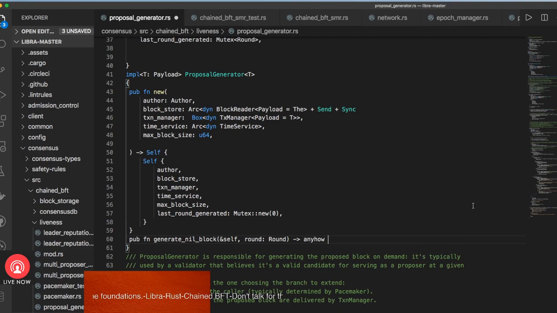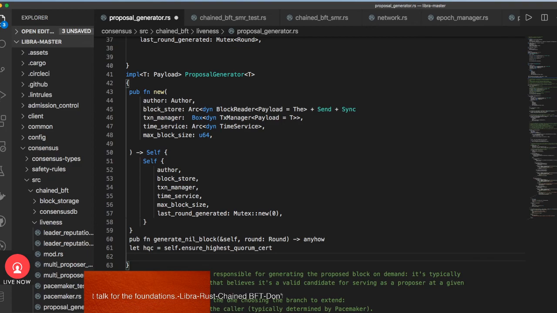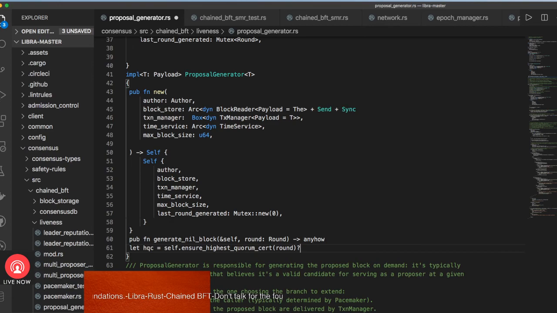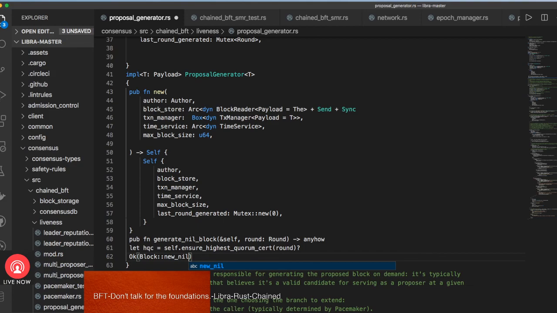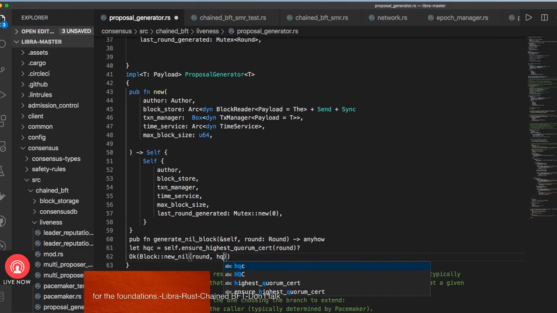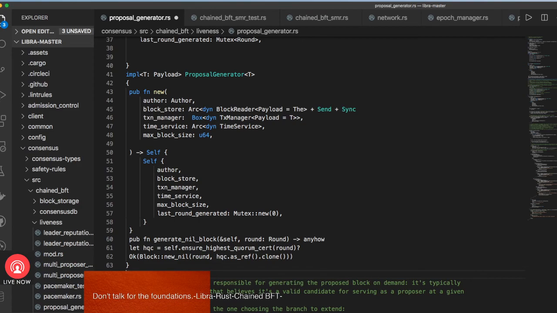So let's continue to the condition of the statement for figuring out the querying certificate. This querying certificate itself ensures the highest querying certificate in the realm. So the block of this new nil of the realm is the hidden certificate as the reference for this condition to clone this, and this is the function to generate the nil block to ensure the highest hidden certificate.